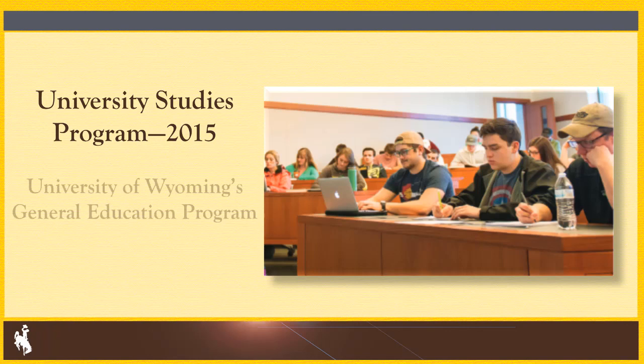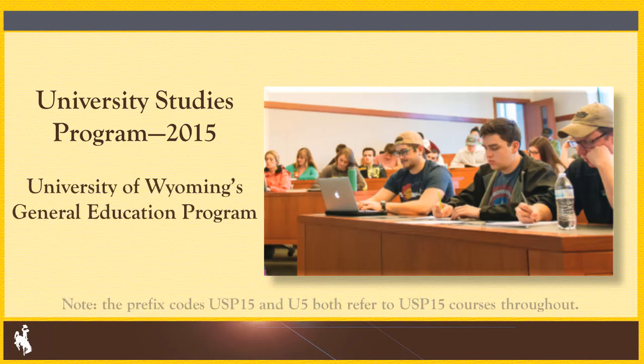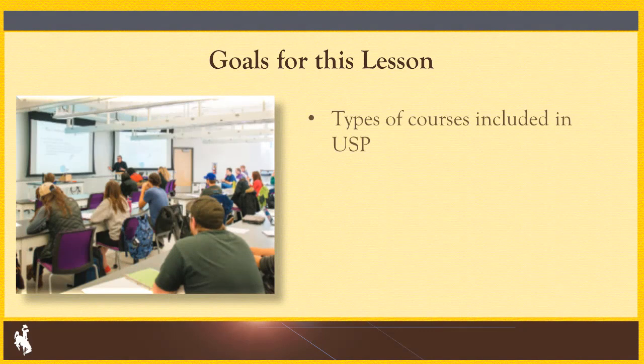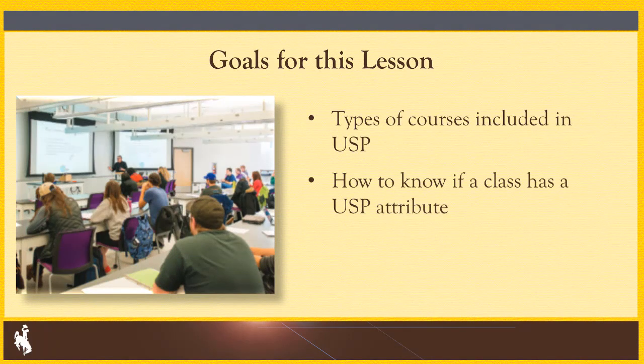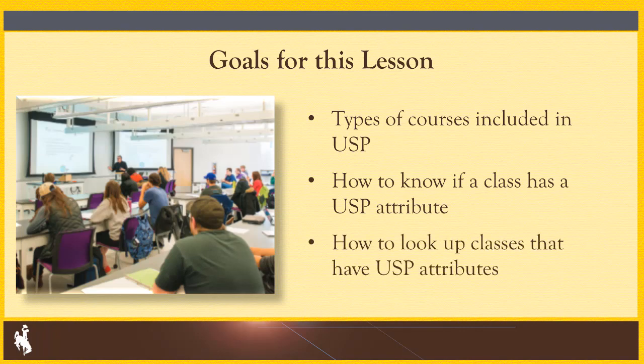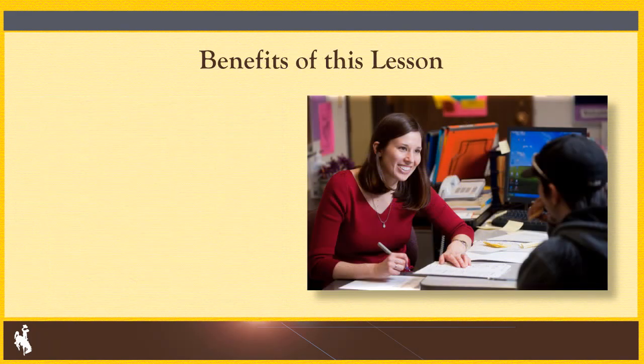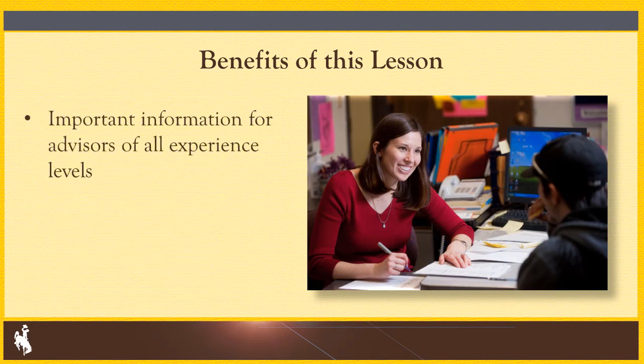The University Studies Program is UW's general education program, and this tutorial video hopes to introduce you to the program, what types of courses are included in the program, how to find out if a class has a USP attribute, and also how to look up classes that do have the USP attribute. This is great information for all advisors, both new and old, as well as students. This is really great information for students to know.